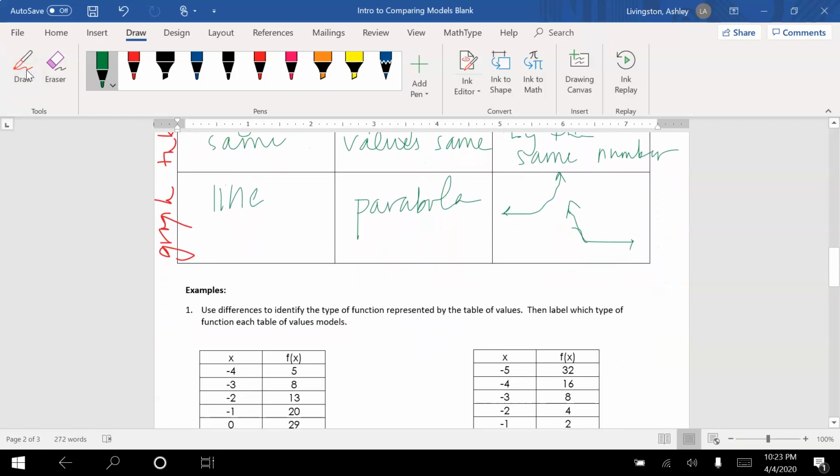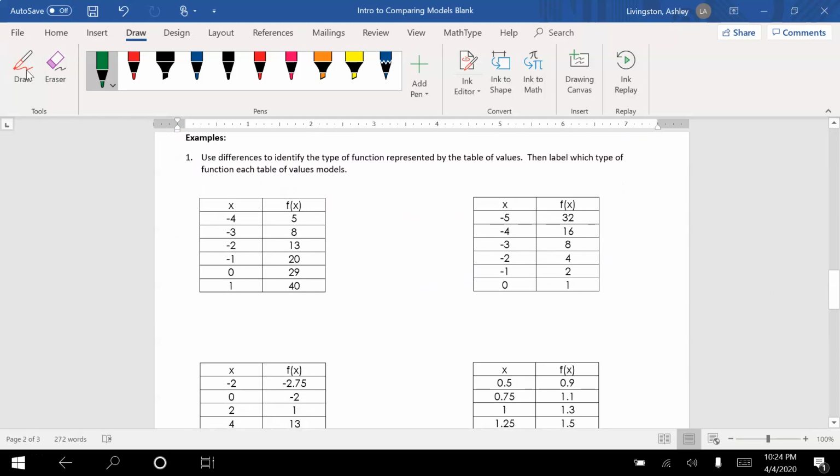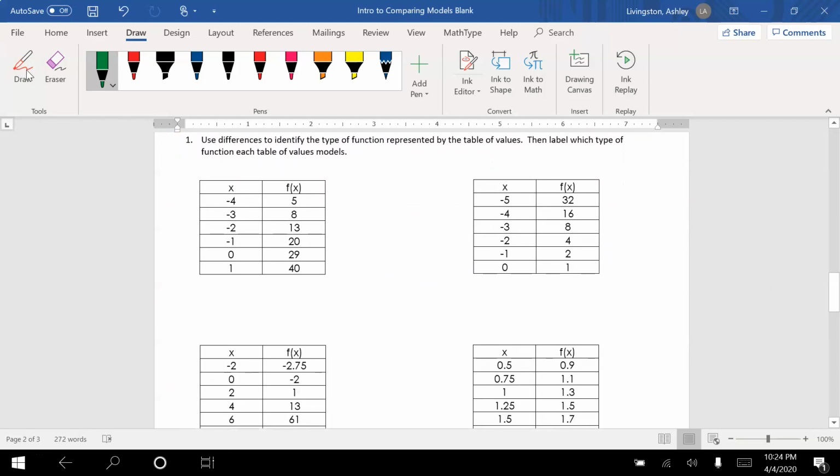So then let's just look at some examples here quickly. We'll just do a couple of them together, and I'll leave some other ones for you to try on your own. Again, the answer key to this will be posted on Schoology, so you can go ahead and check your work.